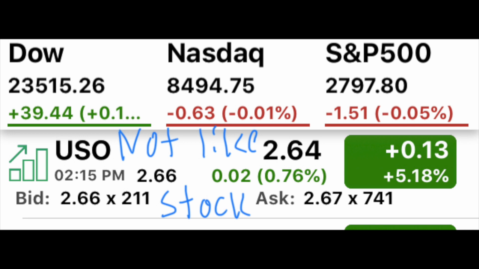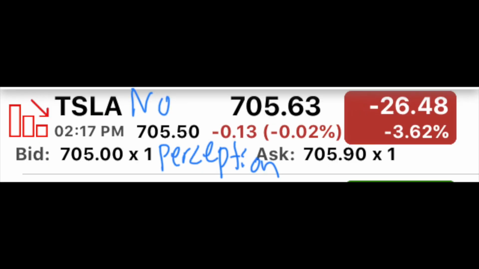USO does not move like it's a stock. It's not like if everybody buys into USO, it's going to make the price go up. It doesn't work like that. It means absolutely nothing, okay? Warren Buffett could buy into USO tomorrow and it's not going to move USO because it doesn't move like that, okay? So it's not like a stock.